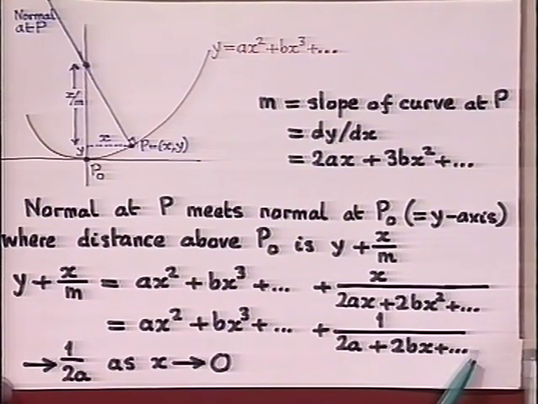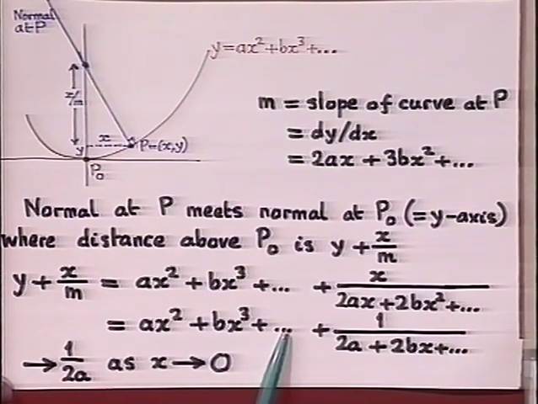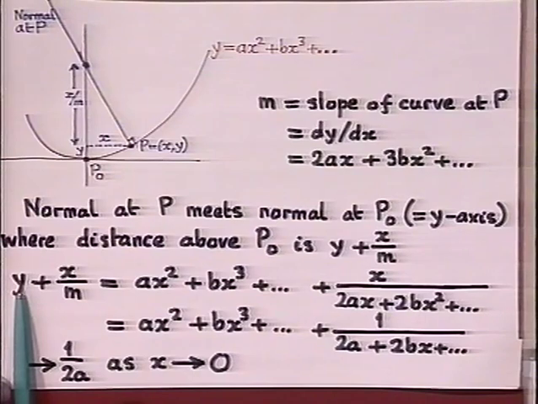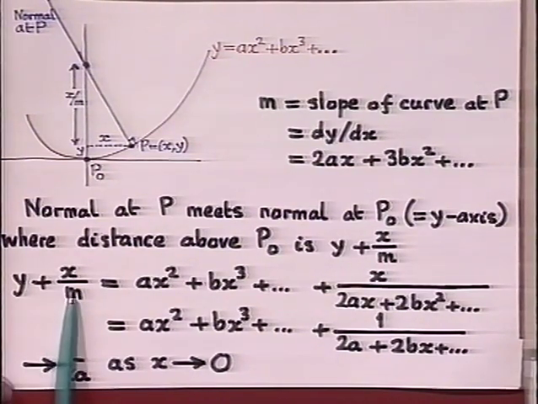So now let's ask the question, what happens to this when x is very small? Well, all these terms just become 0. All of these terms become 0 except for 1 over 2a. All of this just disappears. So the limiting value of this y plus x over m is 1 over 2a.